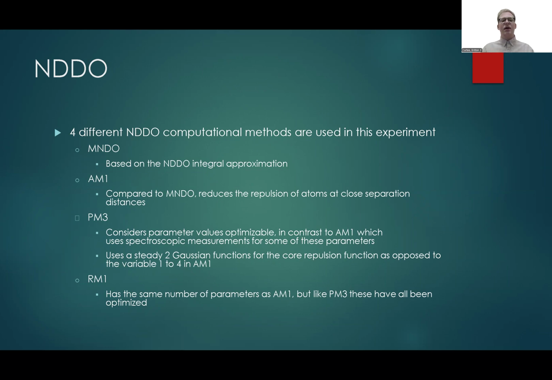It also always uses 2 Gaussian functions for the core repulsion function, as opposed to AM1 where it can vary from 1 to 4 of these Gaussian functions. And then RM1 has the exact same number of parameters and the same types as AM1, but has taken the same approach as PM3 of having optimized the values instead of just using spectroscopic measurements.